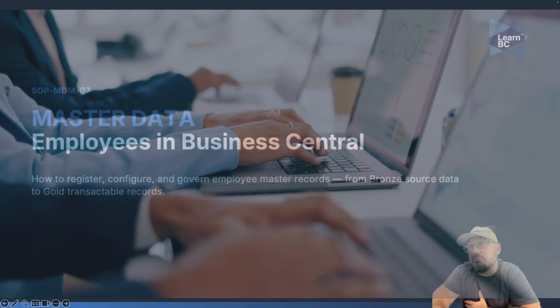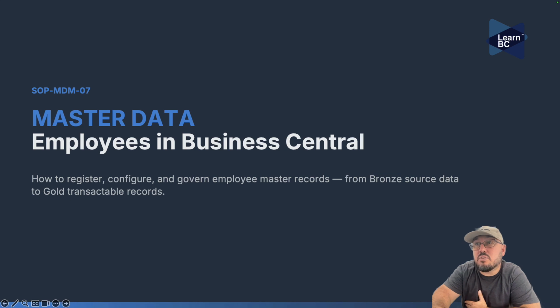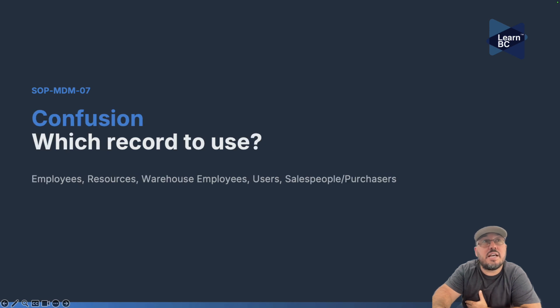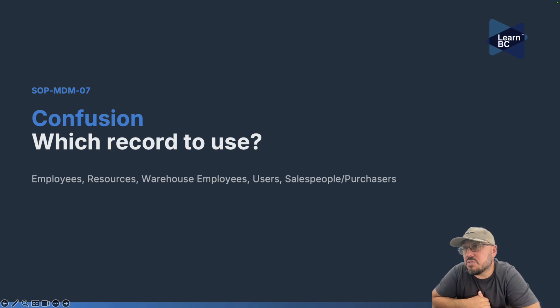Well, master data record, SOP-7, we're talking about employees, and this can be a little bit confusing. And the confusion comes from the concern of, well, which record am I actually using? So you have employees, which is actually closely tied into enabling payroll records, all right? So in the US, there's actually an HR module for Business Central, and it's not used commonly in Asia Pacific because it's not supported.